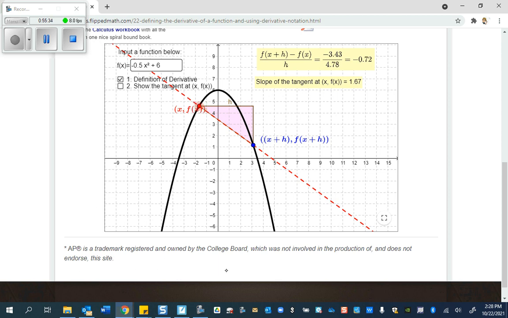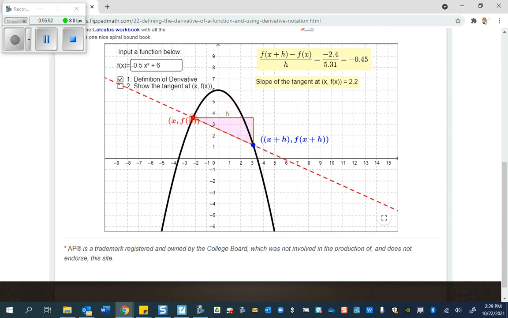As my h got closer and closer, here's my f of x plus h, here's my f of x, here's my h. As this gets closer and closer, I'm finding the limit as h approaches 0. Right now I can have any h open as that variable, but I'm finding the limit as h gets closer and closer to 0, as that distance gets closer. Does that help a little bit?